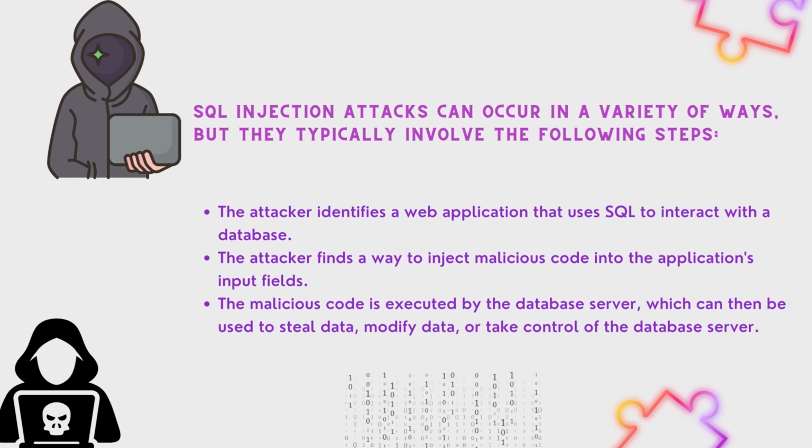Now we will talk about how a SQL injection attack occurs. A SQL injection attack occurs when an attacker injects malicious code into a web application's input fields. This code is then executed by the database server, which can lead to a variety of security vulnerabilities such as unauthorized access to sensitive data, data modification, or even complete compromise of the database.